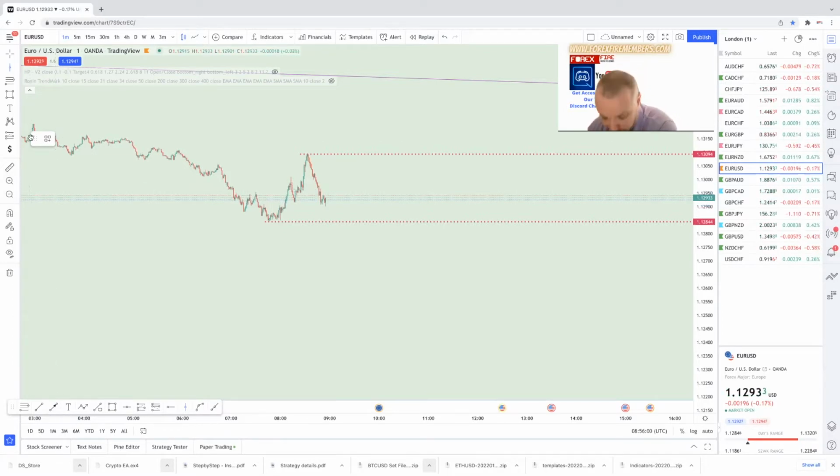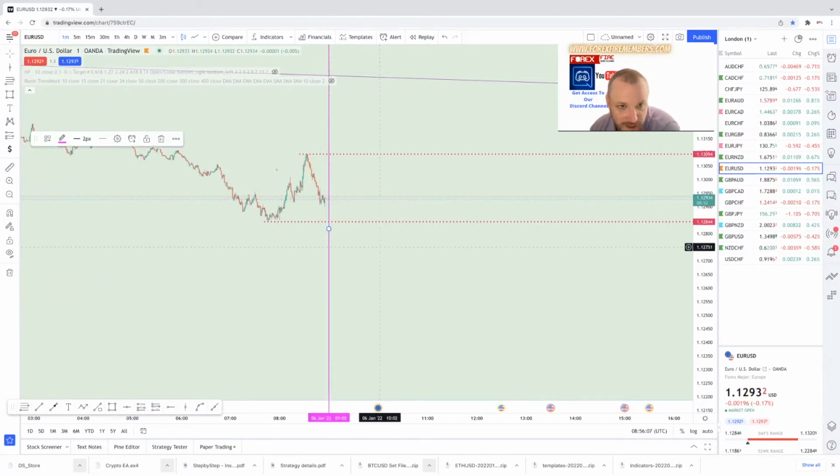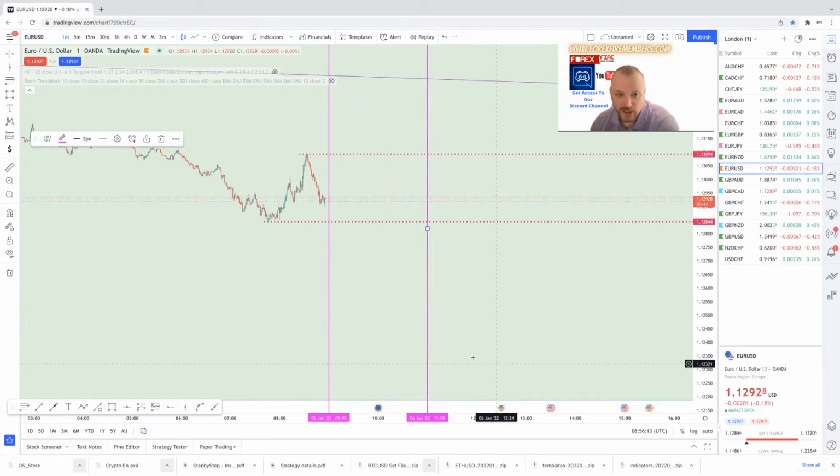So we're going to work this from the 9 o'clock. So from the 9 o'clock is going to be the start, which is there. And we'll have this set up to the 11 o'clock finish. So this right here is going to be our trading window, okay? The London Open.